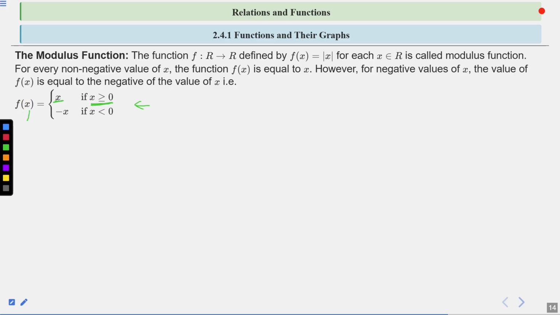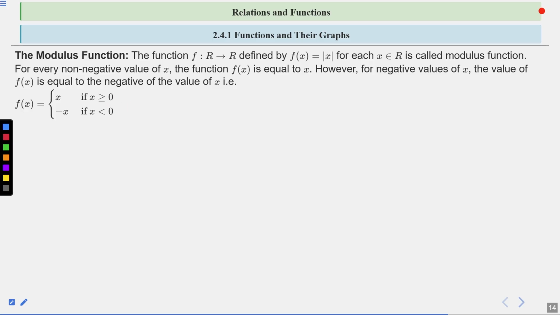But if your input is negative, any negative real number, so this represents what? Negative real number. X is less than 0, meaning any negative real number. If input is any negative real number, then output will be minus of that negative number. Clear? If you observe some examples, it will be all clear.